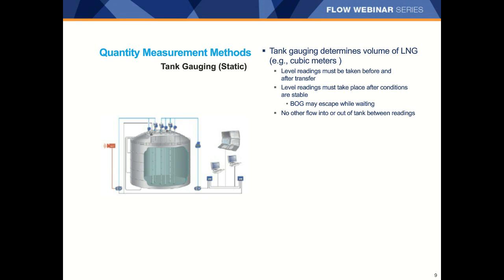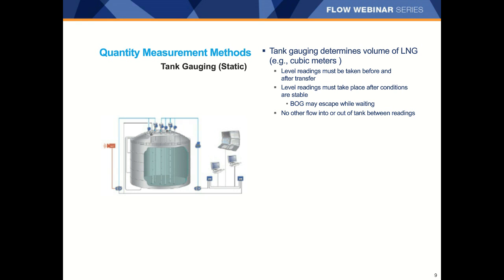It's important to wait until the level of the LNG inside the tank is stabilized before finishing the measurement of the total quantity delivered. And this may take some time depending on the conditions inside the tank. As time passes, while waiting for stabilization, boil-off gas can vaporize inside the tank, causing the level to change, even after the product transfer has stopped. With tank gauging, it is also necessary to limit the product transfers to one at a time because the change in the level that is observed should only be attributable to one product transfer in order for this method to work.